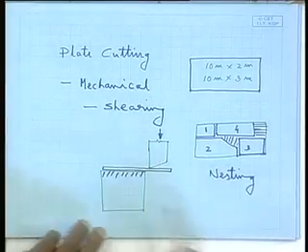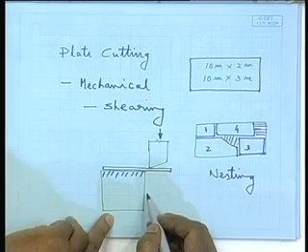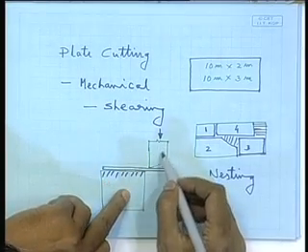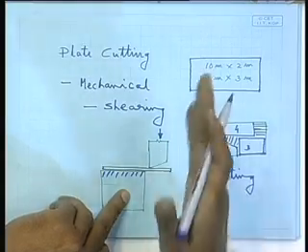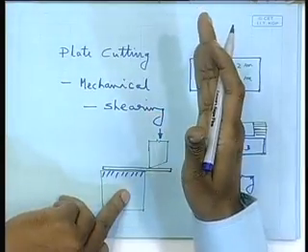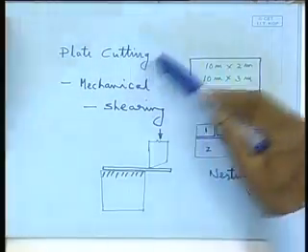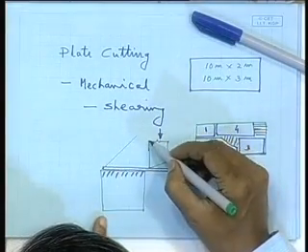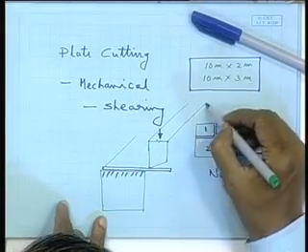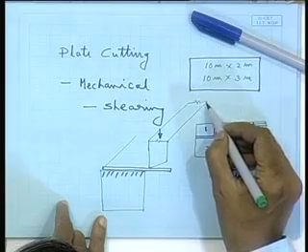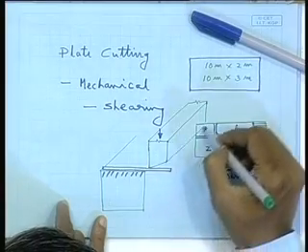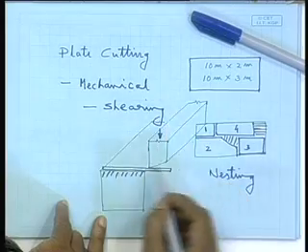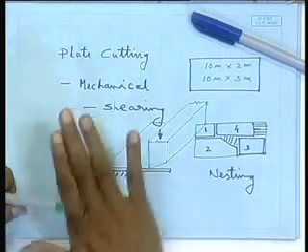That means you have a stationary block over which you keep the plate, and this is the cutting blade which moves vertically. So, you can imagine a cutting section like this. So, it is a cutting bed.